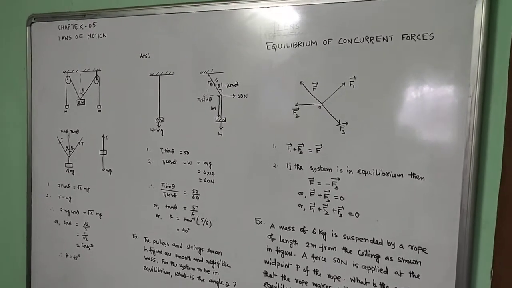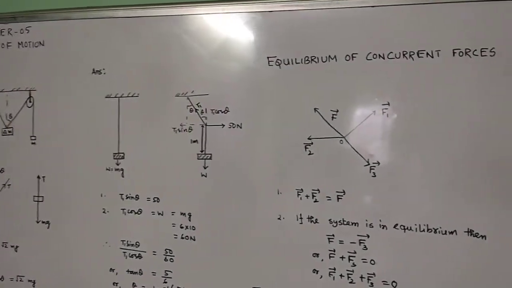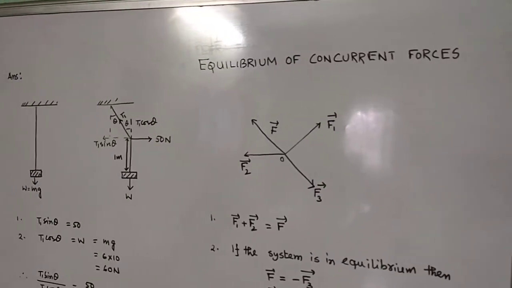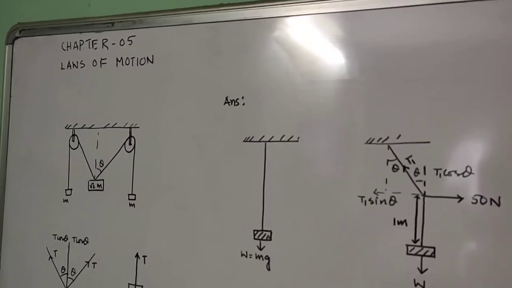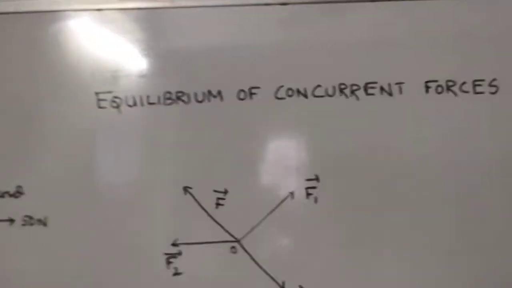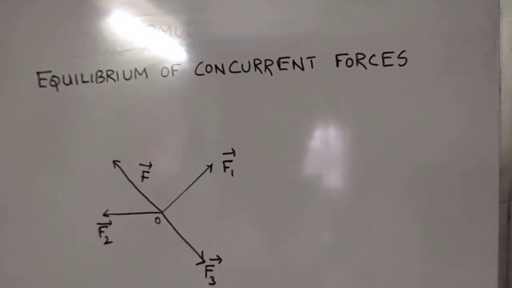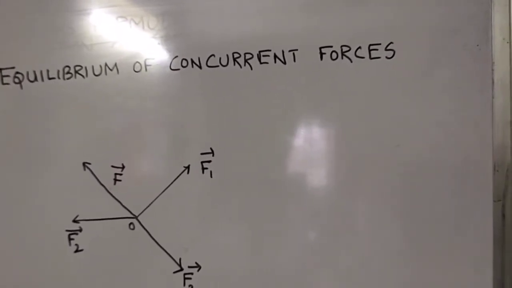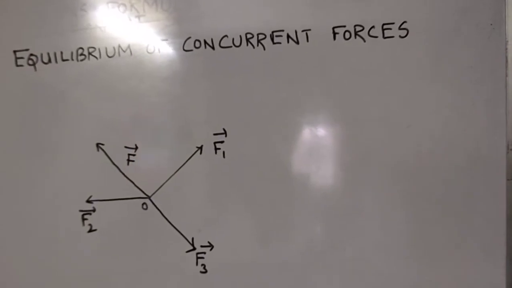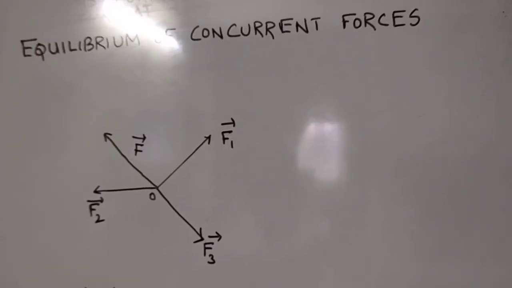Good morning, students. Today we are going to discuss the topic equilibrium of concurrent forces, and it is from chapter 5, and chapter 5 is your laws of motion. Now this is a very simple topic, equilibrium of concurrent forces. Concurrent forces means the forces that act at a particular point. So here you do have O as your point, and here three forces.